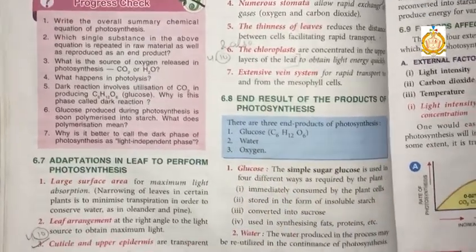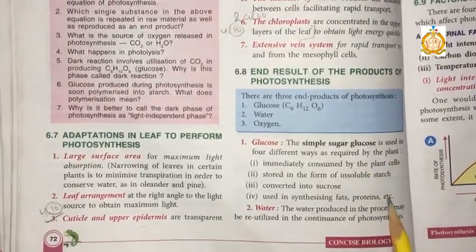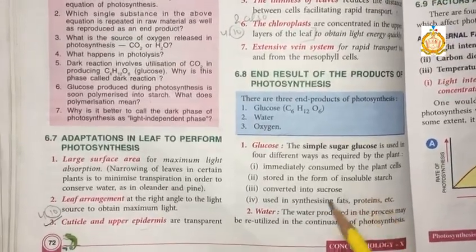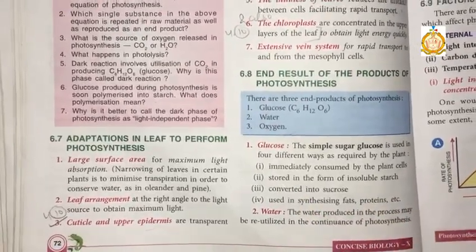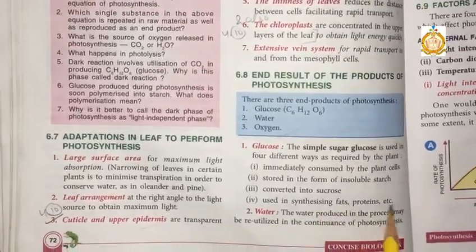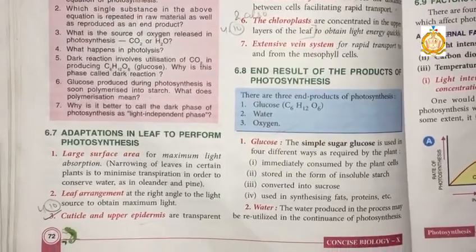Glucose is a simple sugar that is formed in this process, and afterward it is converted into the starch form, which is an insoluble form, and also afterward it is converted into sucrose and used in synthesizing fats, proteins, etc. Water is produced in this process and may be reutilized in the photosynthesis process.